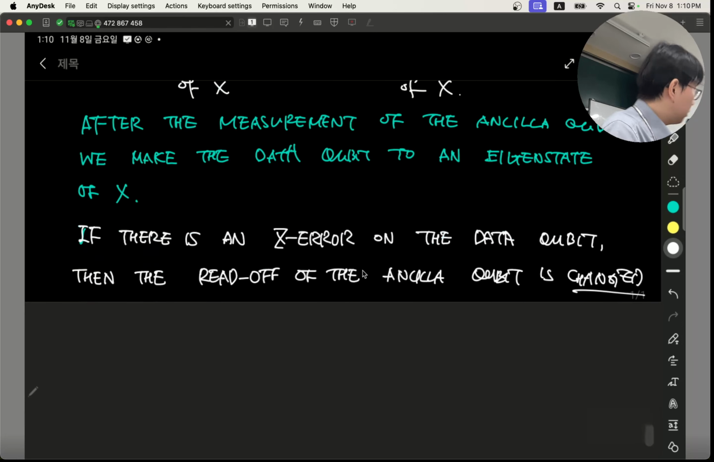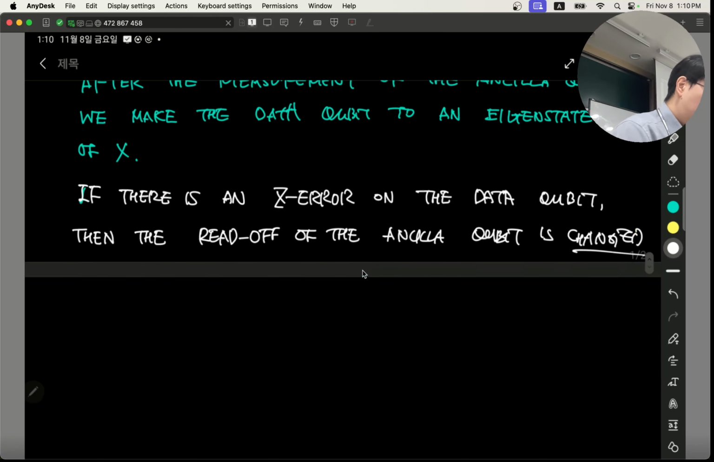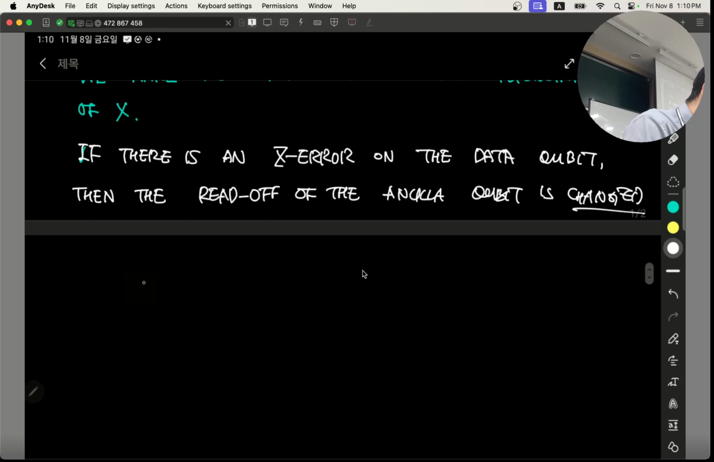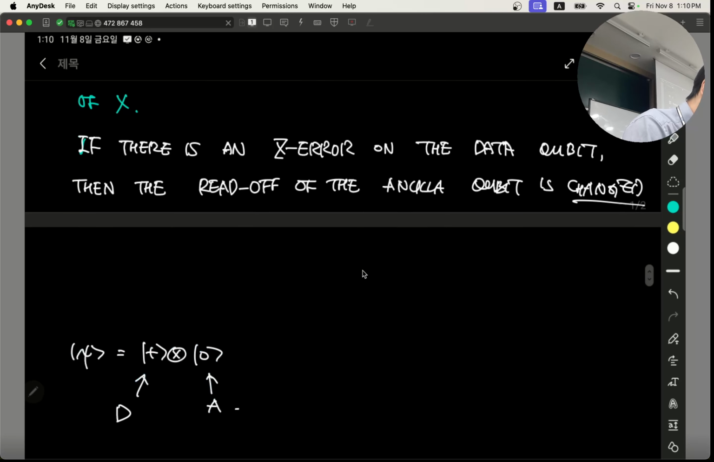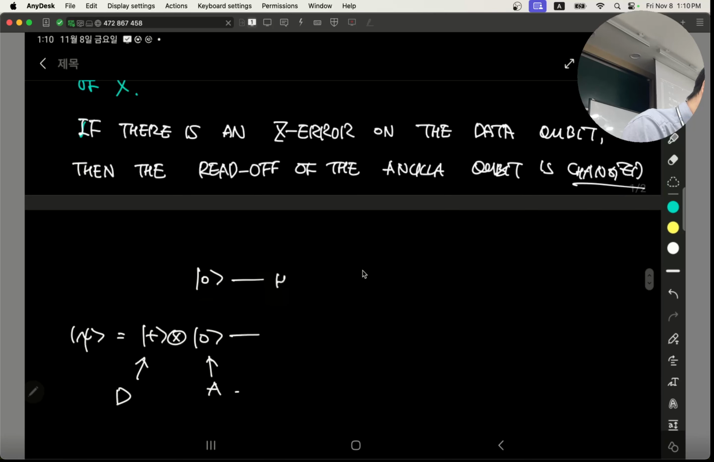Okay, let's compute this one. So what does that mean? Let's say I have fixed my state to be |+⟩|0⟩. So this is data and this is ancilla. I feed these two into the same circuit here, X, H, and then measure this here.